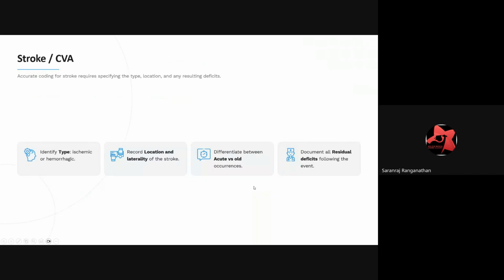Stroke and CVA, yes, even this we need to know whether it is ischemic or hemorrhagic. Ischemic means the stroke happened because of an infarction, or because of an overflow of the blood. Which location and which laterality. Whether it is an old one or a new one, when it occurred, and whether it is residual or going to move away from the veins or from the soft tissue.